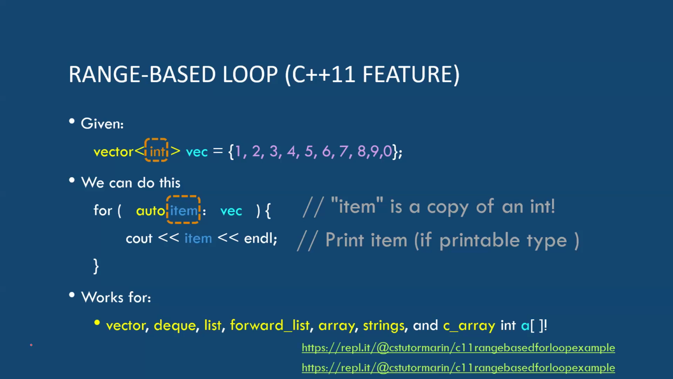So all of our containers support this: vector, double-ended queue, list, forward list, array, strings, and even our old-fashioned C array that we have used before. That's pretty impressive. So if I say int A[5], so that exclamation point is for emotion, not code, I can use a range-based for loop on this thing. That's pretty cool. So it is a solution for all kinds of collections.